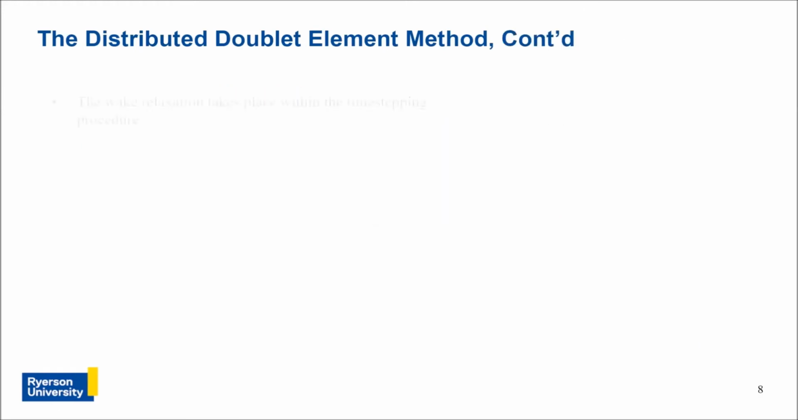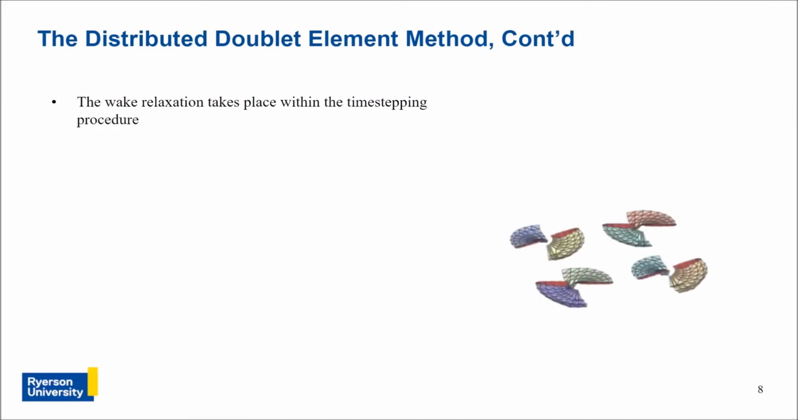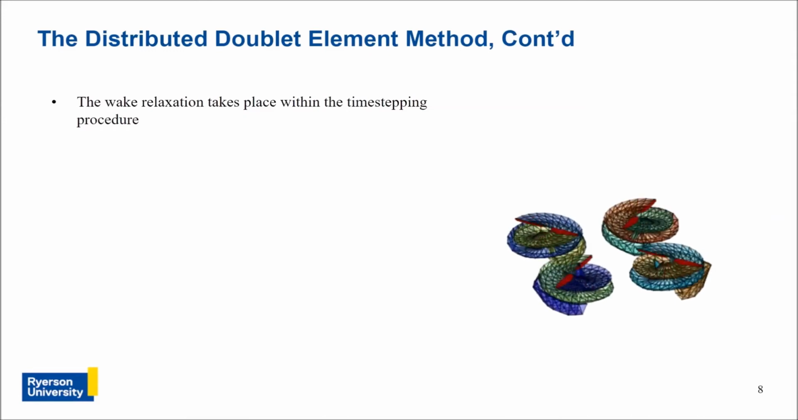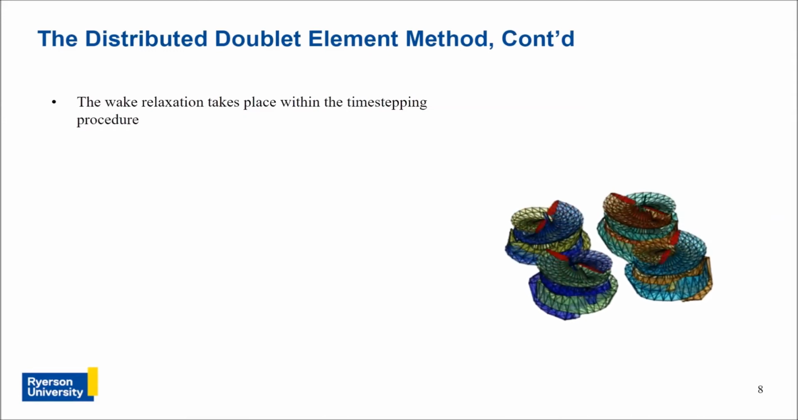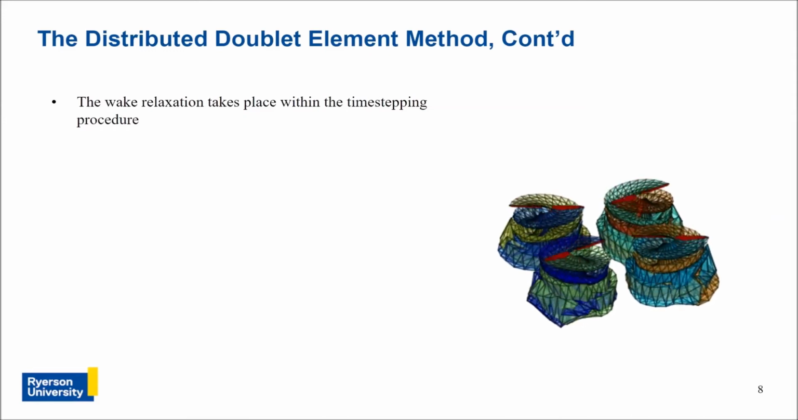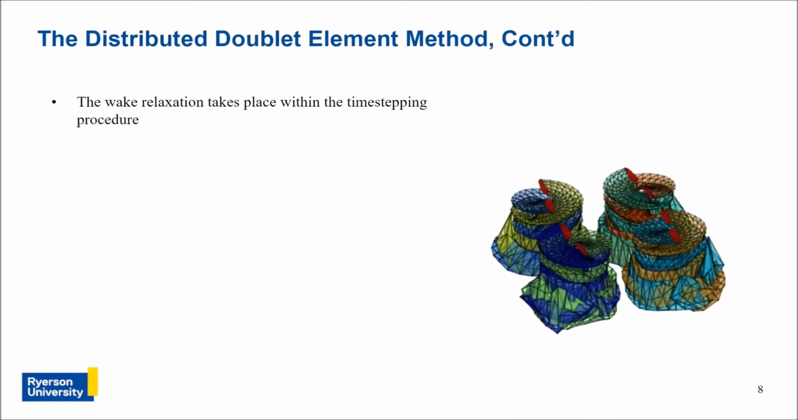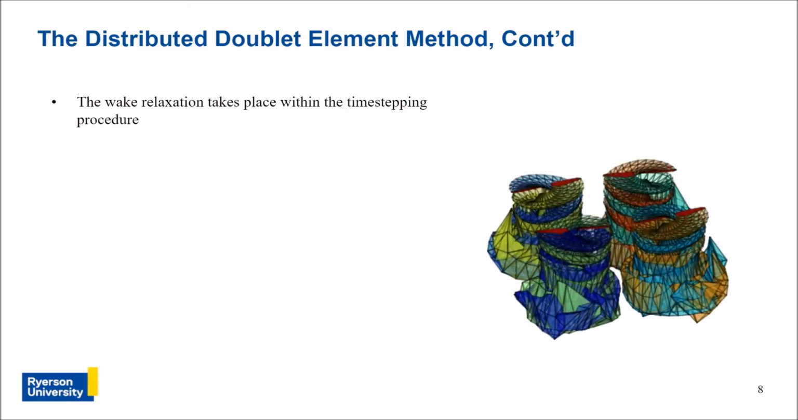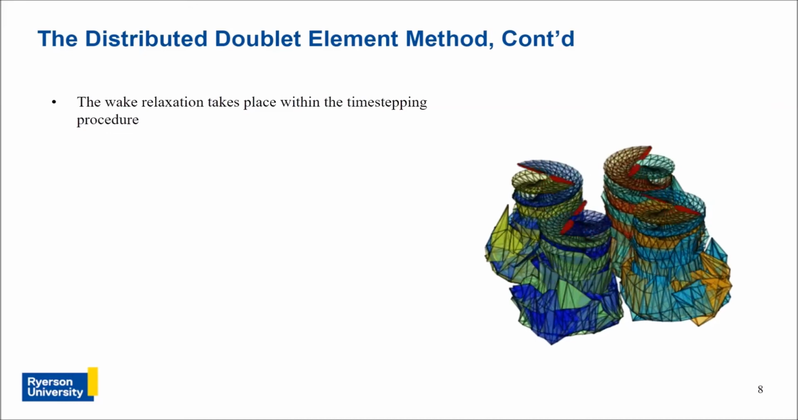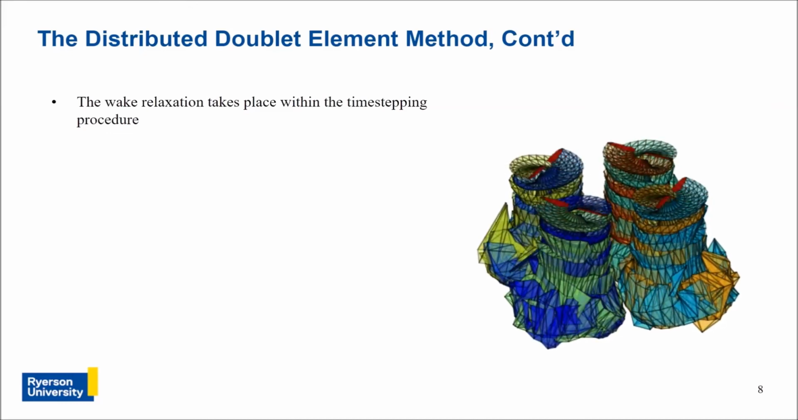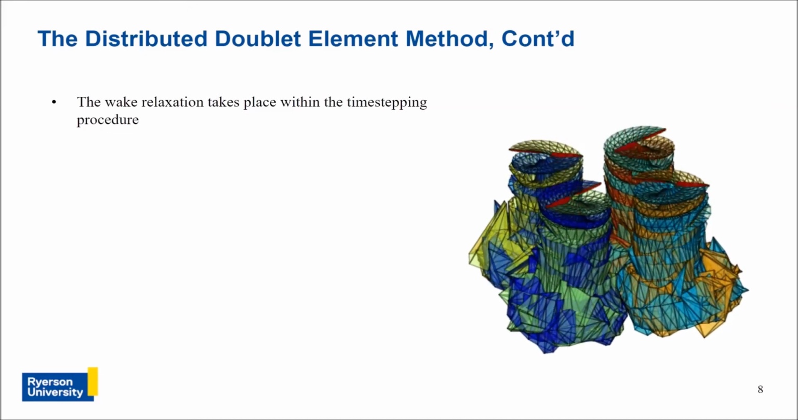The DDE method uses a time-stepping procedure, and the wake relaxation takes place alongside that. So here, for example, is a graphic of a quad rotor ascending in flight. The blades are shedding wake elements as they move, and these elements are relaxed as that happens. And even though this analysis has a lot of wake interactions, there are no issues, no large non-physical velocities or anything like that.